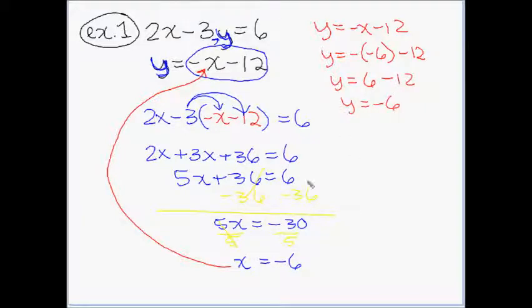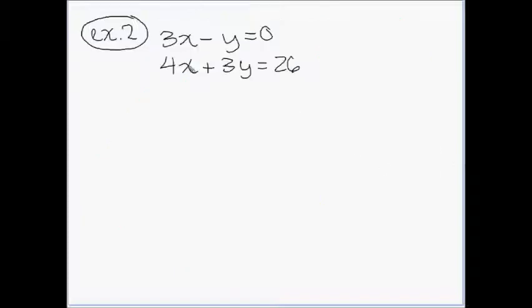Now usually they don't come out the same. This particular problem, they did come out the same. Alright, so now we need to write the solution, and the solution is typically written as an ordered pair in parentheses. We have negative 6, negative 6. Alright, now if you were to graph these two graphs, you would find that they would intersect at the point negative 6, negative 6. So that's your solution. Alright, let's go on to another example.